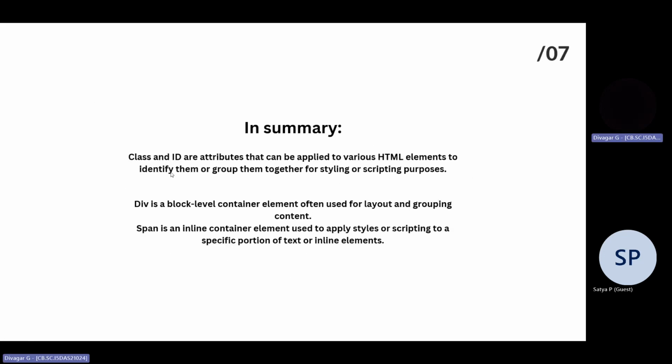So the summary of this is: class and ID are attributes that can be applied to various HTML elements to identify them or group them together for styling. Div is used for block elements, to style the block elements, and span is used to style the inline elements. That's it.